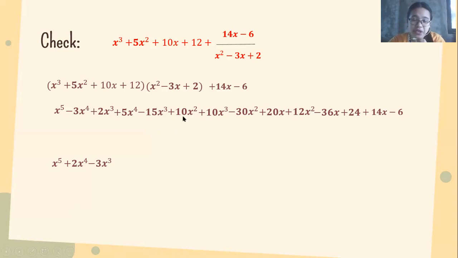Next, 10x squared plus negative 30x squared is equals to negative 20x squared. Negative 20x squared plus positive 12x squared is equals to negative 8x squared. Next is the 20x plus negative 36x is equals to negative 16x. Negative 16x plus 14x is equals to negative 2x. And 24 plus negative 6 is equals to positive 18.